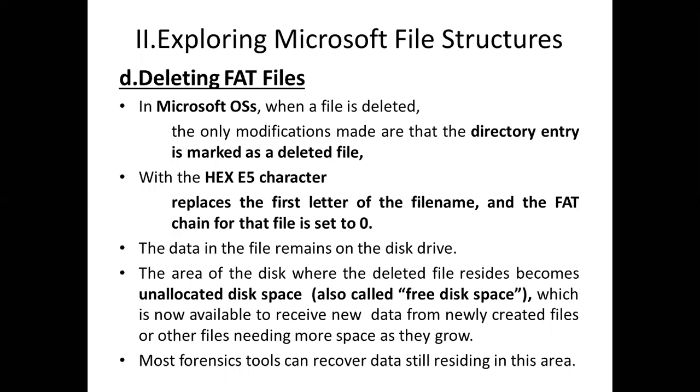So what happens generally when a file is deleted? It replaces the first letter of the file name, and also the FAT allocation table chain is set to 0, indicating that there is no file there. However, sometimes the data tends to reside in the disk drive for a certain period of time. The area of the disk where the deleted file resides is generally called free disk space or unallocated disk space. Okay, so this is with regard to FAT files.